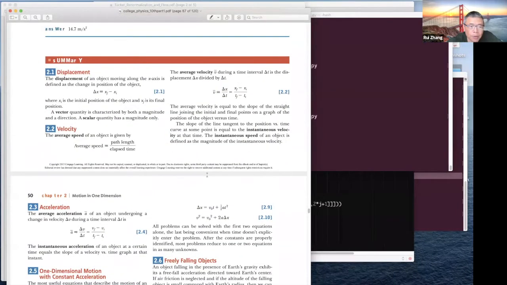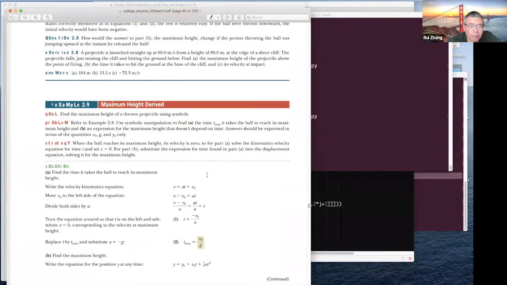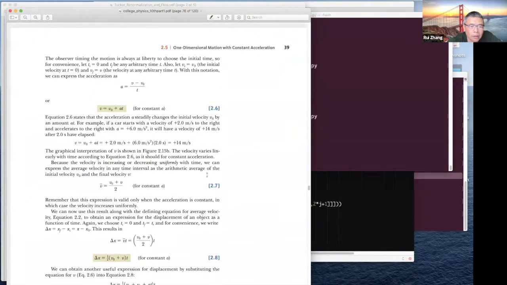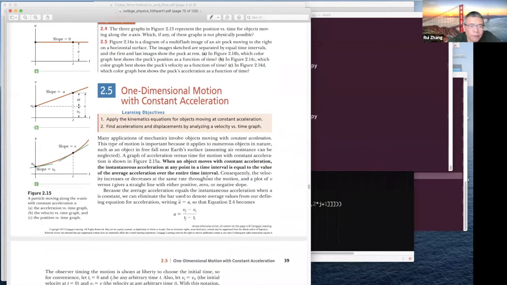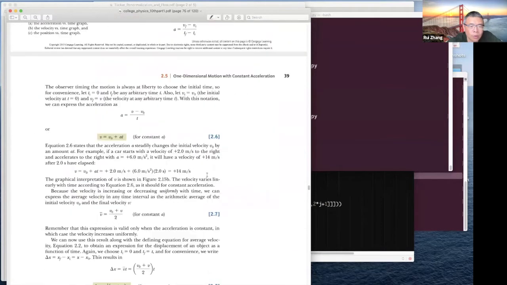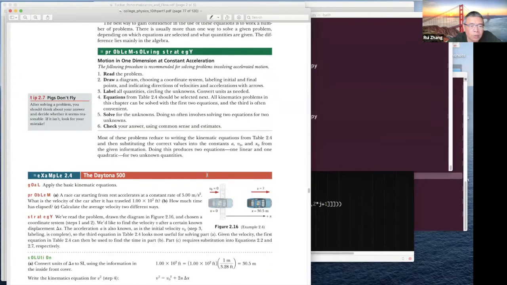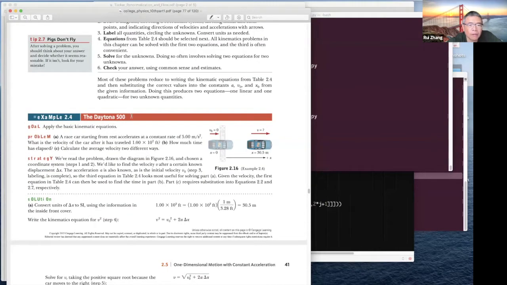So the example we're going to do here is in section 2.5. Let's talk about this one, the Daytona 500.